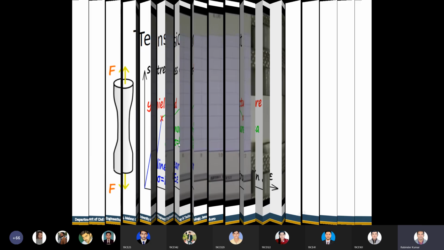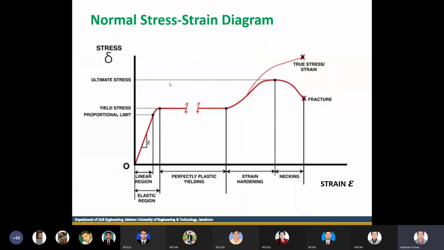Okay. So now this is the typical stress-strain diagram of a ductile material. Now try to understand, this is very, very important.